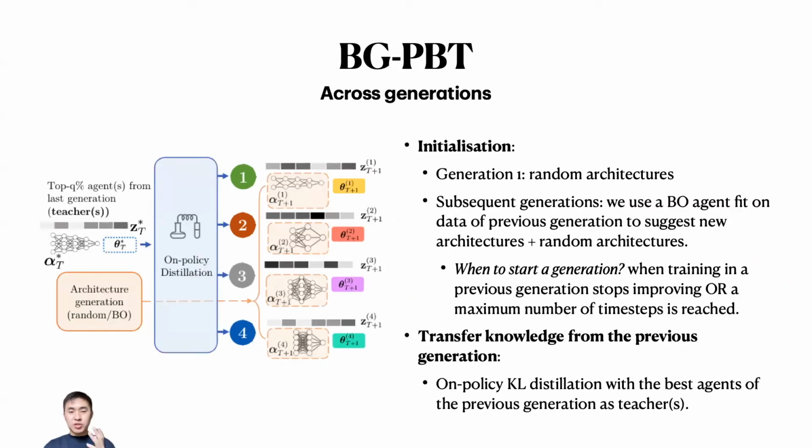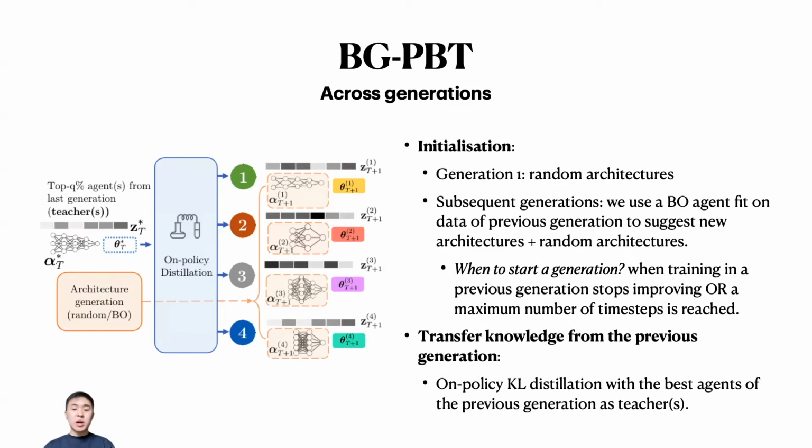Another important innovation in BGPBT is the introduction of the notion of generations. As discussed, in the first generation, we simply fill the population with random architectures. But in subsequent generations, we use another BO agent fit on data of previous generations to suggest new architectures. We also supplement that with random architectures to ensure that we're exploring the architecture space properly. So a question would be, when do we start a new generation?